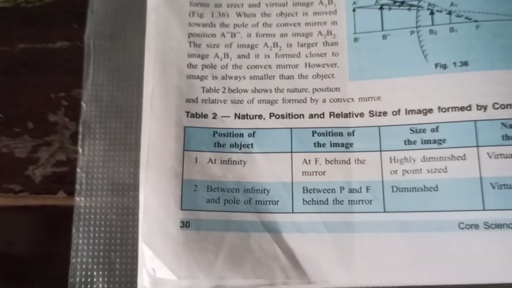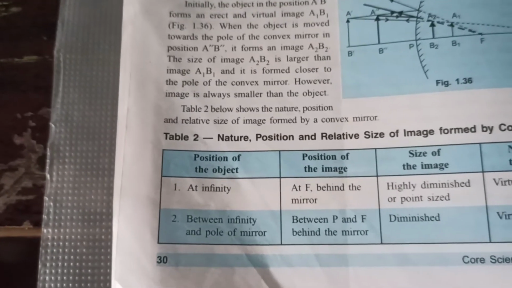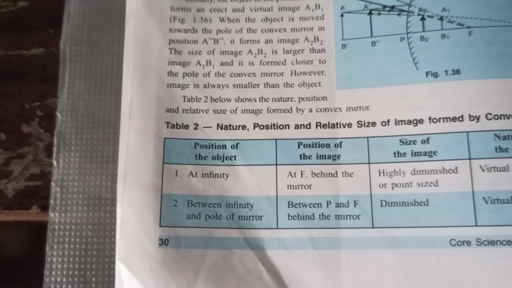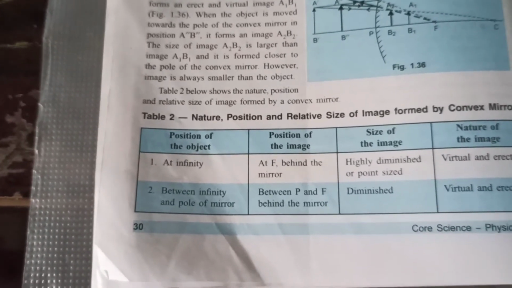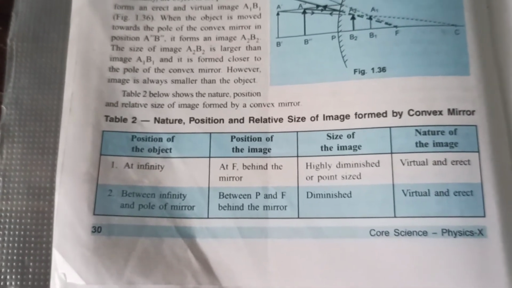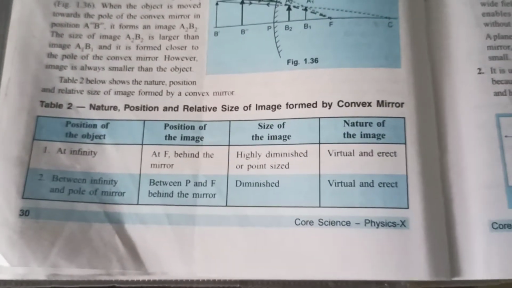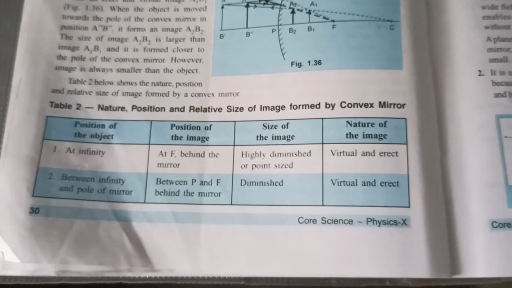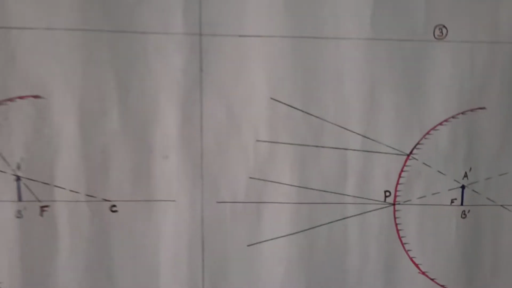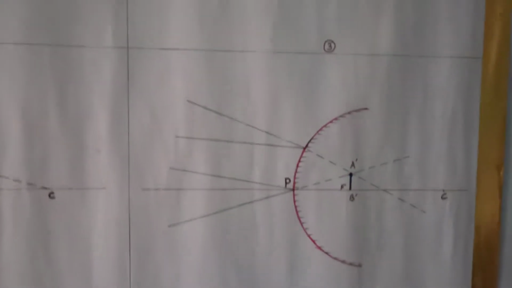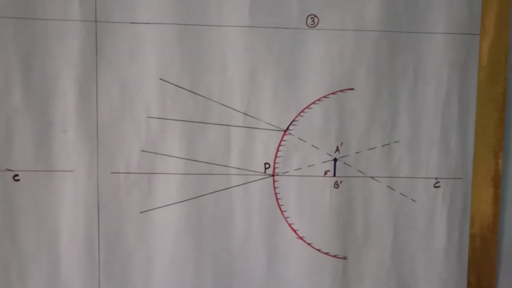Then point number 2: the position of the object is between infinity and the pole of the mirror. The position of the image is between pole and the focus behind the mirror. The size of the image is diminished and nature of the image is virtual and erect. Now let us understand these 2 points with the help of these 2 diagrams shown in this chart paper. First of all, we'll discuss point number 1.